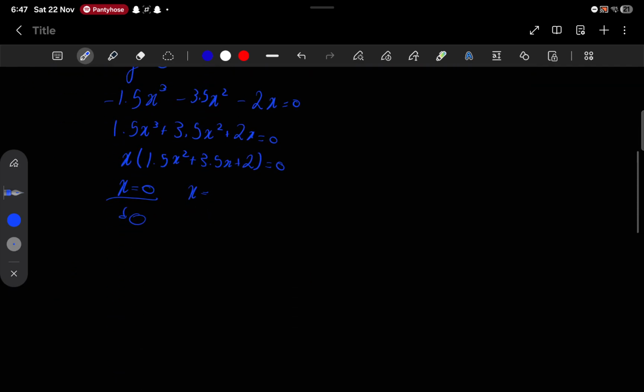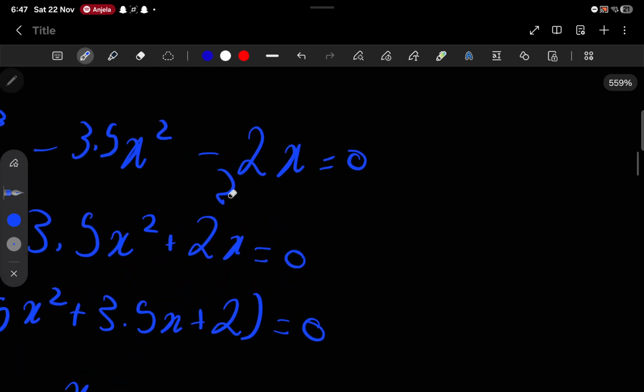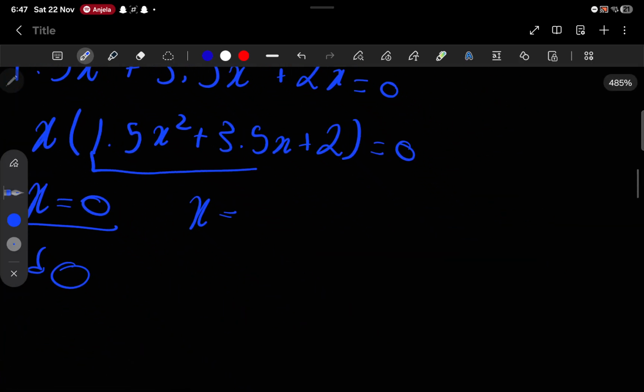Okay, I realized what mistake I've made. When I took everything to the other side, I forgot to change the sign of this one. I just did it now, so it's plus. Okay, do this into your equation solver. This equation, put plus 2 instead of minus 2. You'll get x is equal to negative 1, and x is equal to negative 4 over 3.